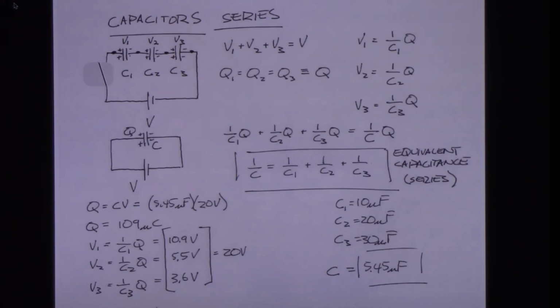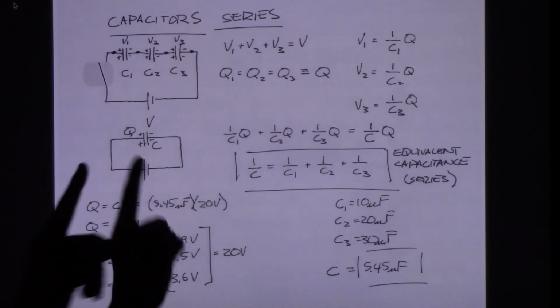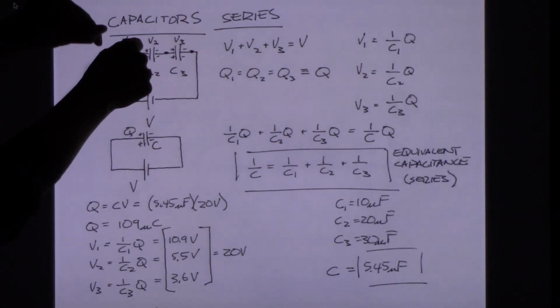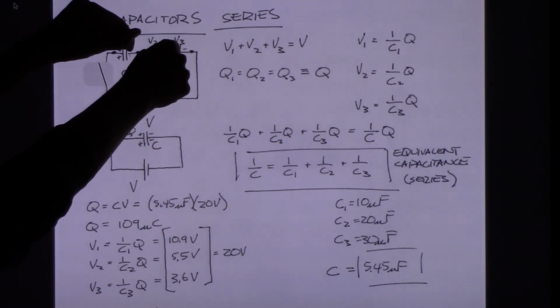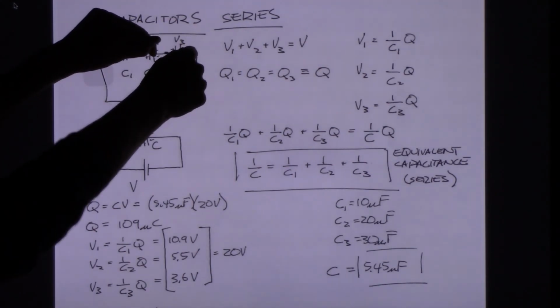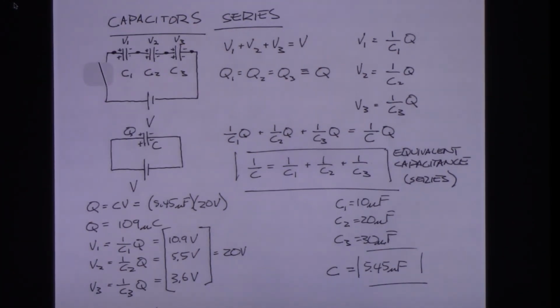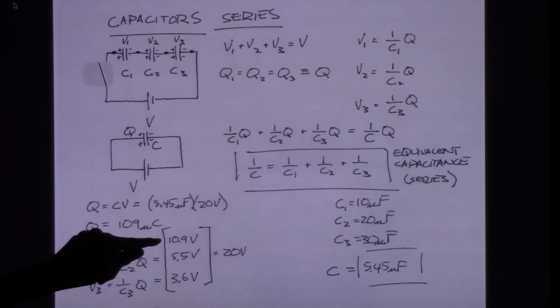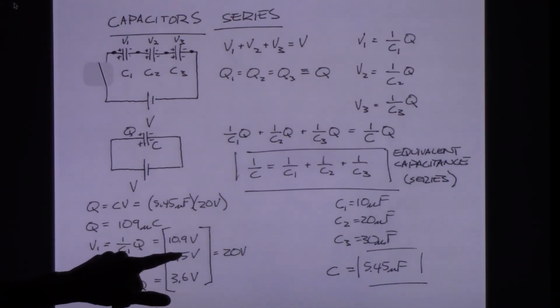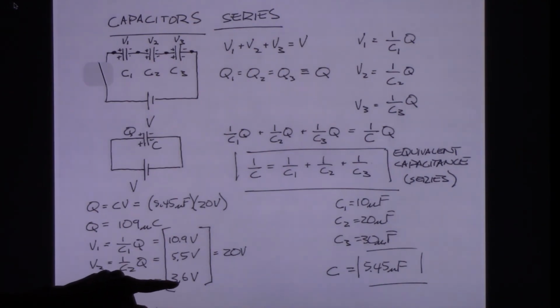Now I can take that charge and use that to calculate how much voltage I have across each one of the capacitors. If I get out my voltmeter, everybody's got their voltmeter. Here are my electrodes, put it right there, measure voltage 1, put it right there, measure voltage 2, put it right there, measure voltage 3. Those are all going to be Q over capacitance, and I put the numbers in. The voltages turn out to be 10.9, 5.5, 3.6.